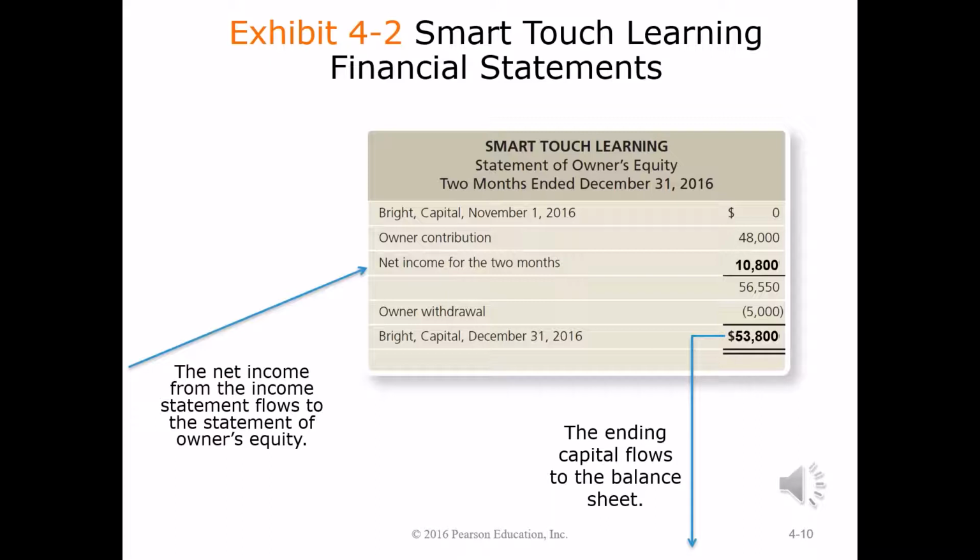We are then going to have a subtotal amount. After that, owner's withdrawal. These are the amounts that we have taken out as the owner of the company, taken out of capital, so that reduces our equity. The difference between these calculations is $53,800. That is our total Bright capital amount that we're going to transfer onto our balance sheet.